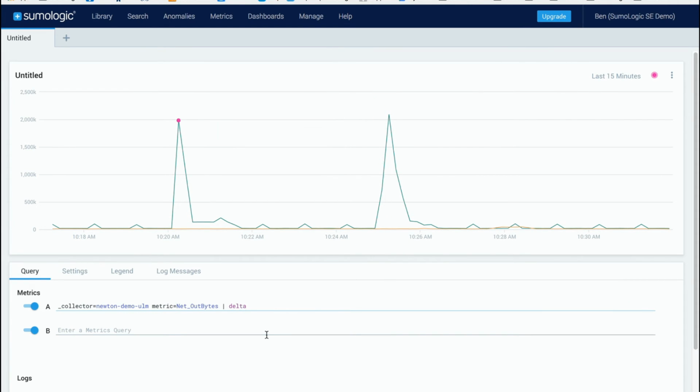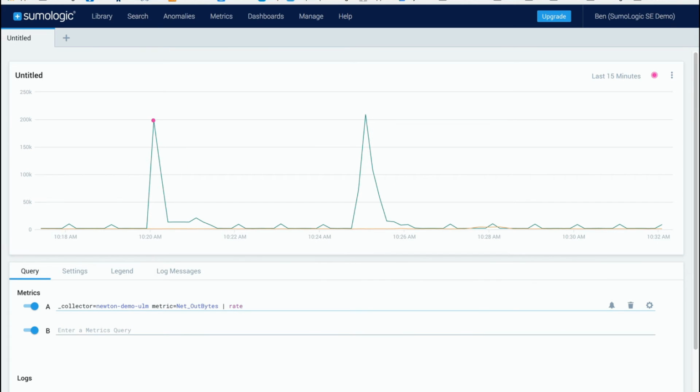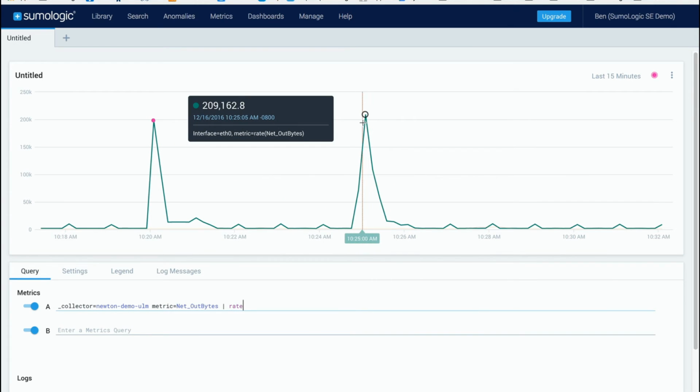Now, particularly with network traffic, I want to know that over time because it matters how quickly it happens, because that's going to be the bytes per second. So now, if I do rate, I now know the bytes per second. And this is a much, much more interesting value to me.